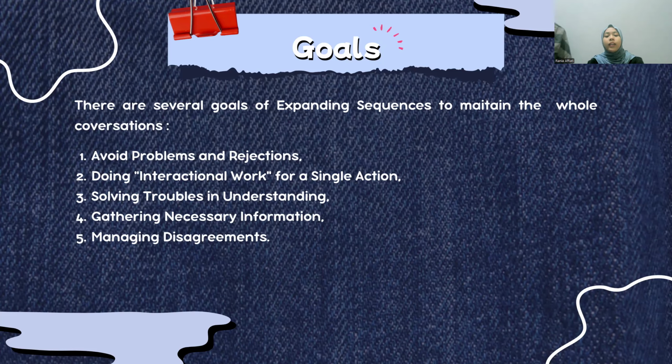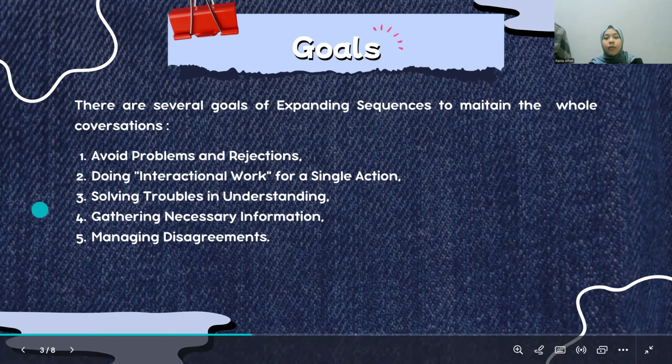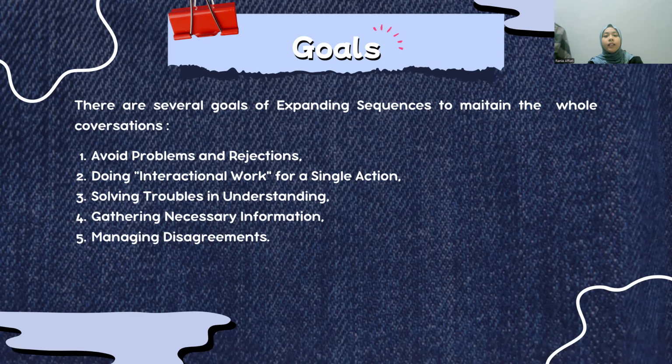Next is doing interactional work for single actions, and expanding sequences also solve troubles in understanding. There are several types of expanding sequences, right? The first one is pre-expansions, then insert expansions, and post-expansions. For solving troubles in understanding, it's probably related to insert expansions. You add some extra part while you're having a conversation to solve some kind of misunderstanding.